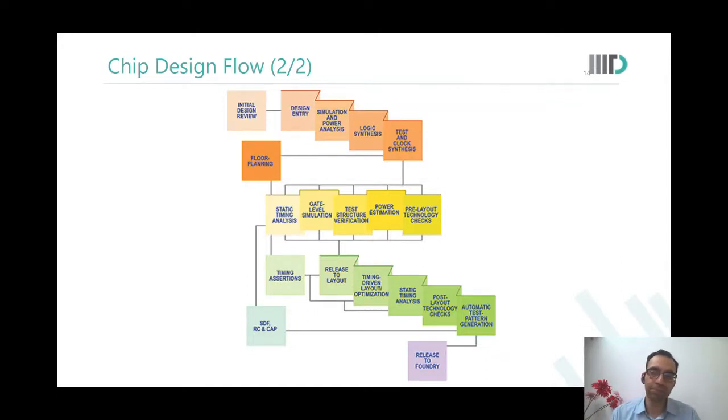Okay. And so the block which represents a test structure verification, is that connected to DFT and such things? Yes. Yes.